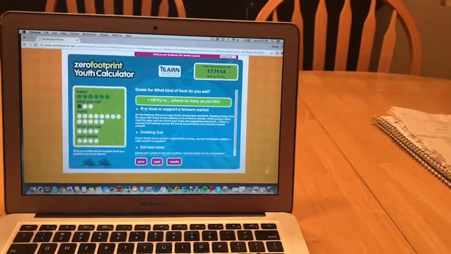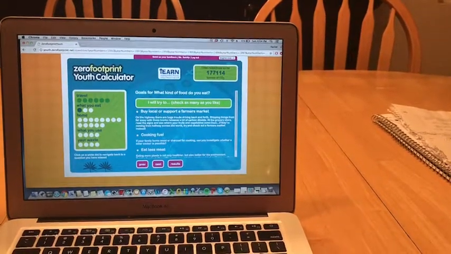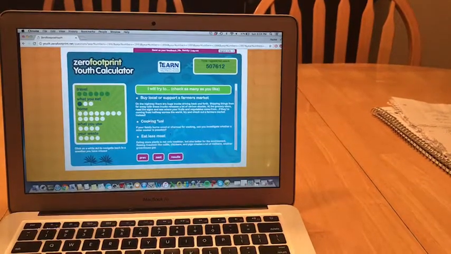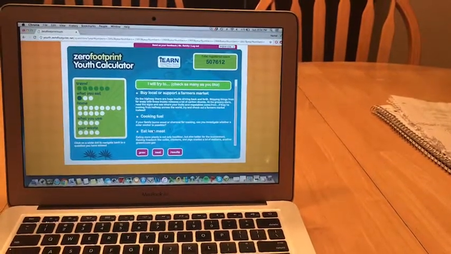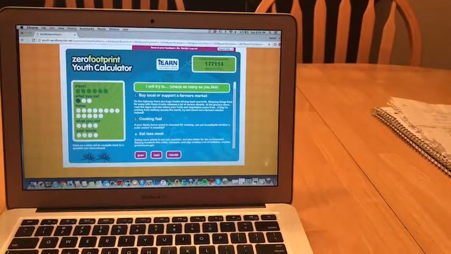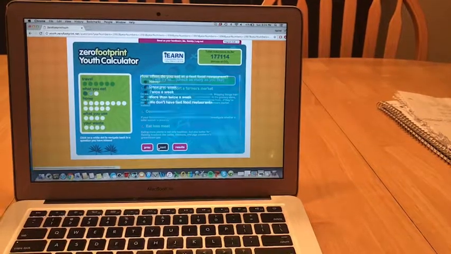So it's telling me that ways I can help the environment is buy local or support farmers markets, cooking fuel, and eating less meat. So I'm going to click on all of these. I'm going to say, wow, these are all really great ideas. So I will try to do all of those.